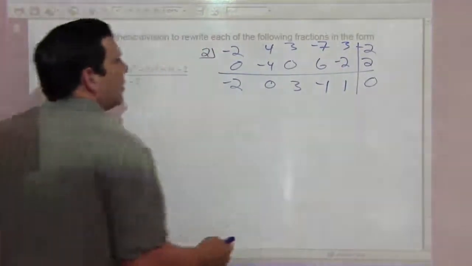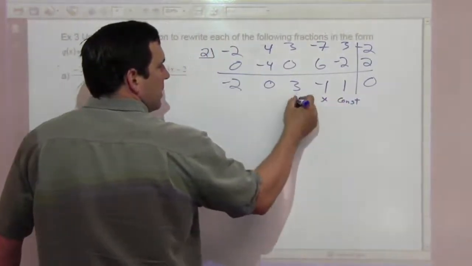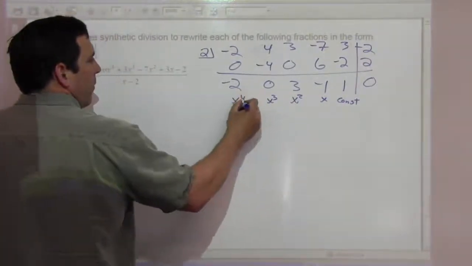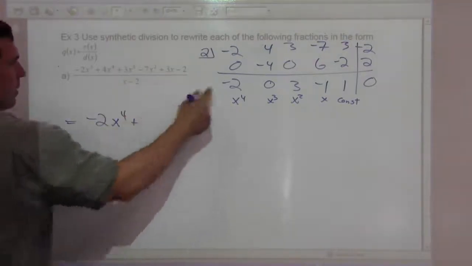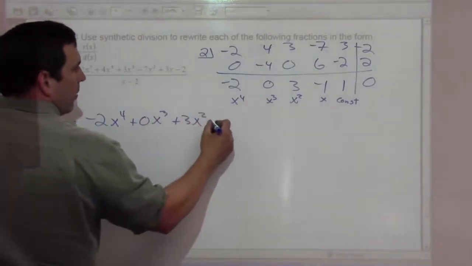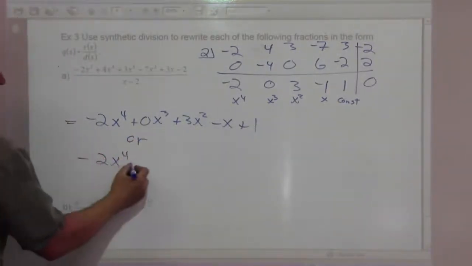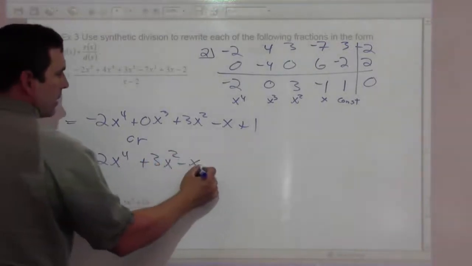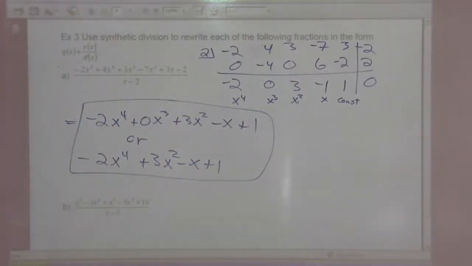We get a 0. So this means we can write this as the following. This is our constant. This is x. This is x squared, x cubed, x to the fourth. This result would be negative 2x to the fourth plus, there's no x cubed, so we can say 0x cubed, plus 3x squared minus x plus 1. Or we can say negative 2x to the fourth plus 3x squared minus x plus 1. On to the next problem.